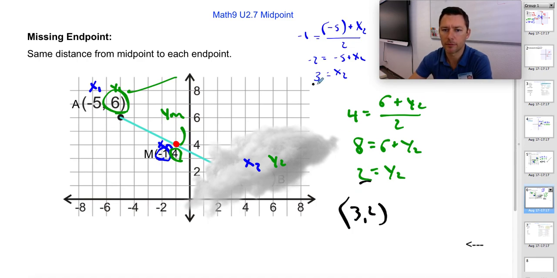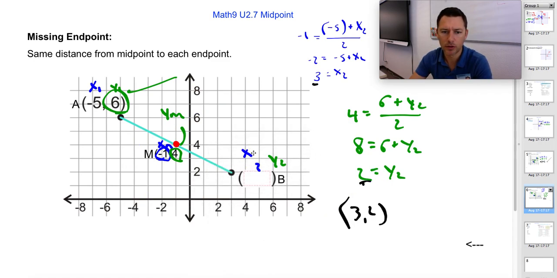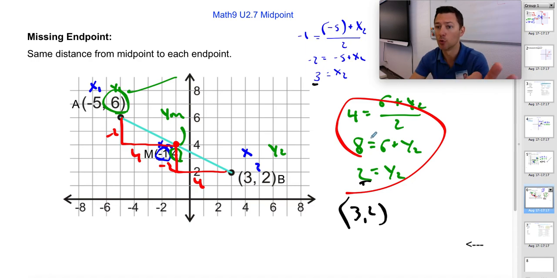So if we remove the fog of war, here's our point, here's our endpoint, and it looks like it's 3, 2. Another way you can visualize this is say, hey, going from here to here, you go down 1, 2, and over 1, 2, 3, 4, right? Down 2, over 4. It's the midpoint, so you have to go down 2 and over 4, and you can just count it out to verify. But this method is a lot smoother.